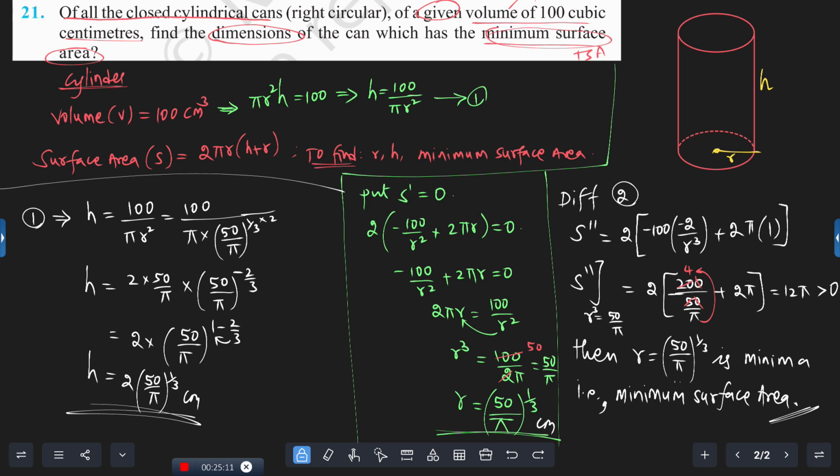Next, those who completed, write question number 22. Write question number 22, Raja. Do fast.